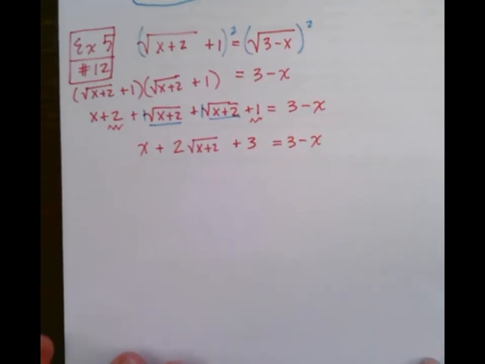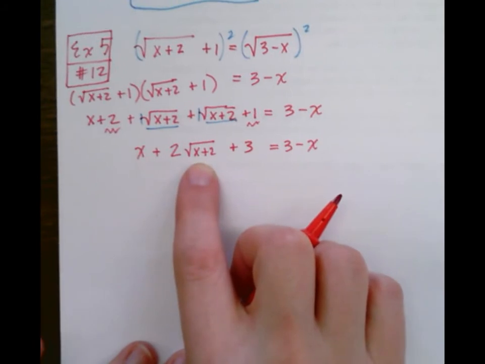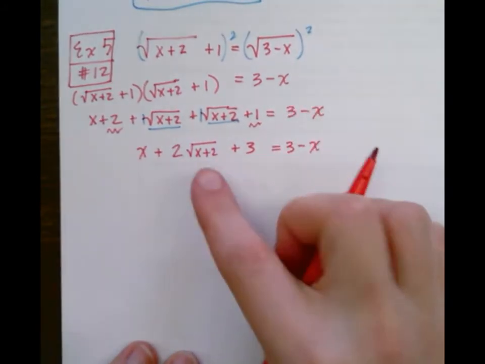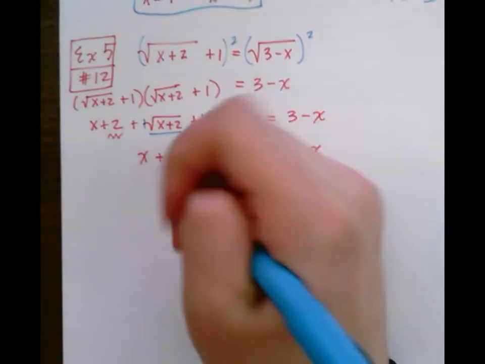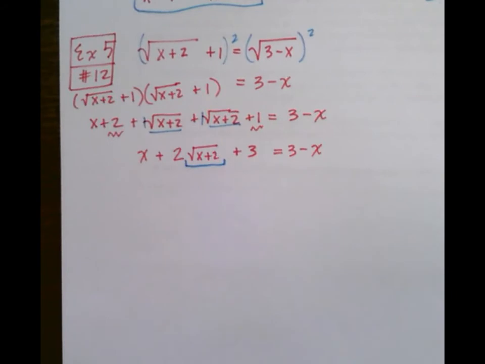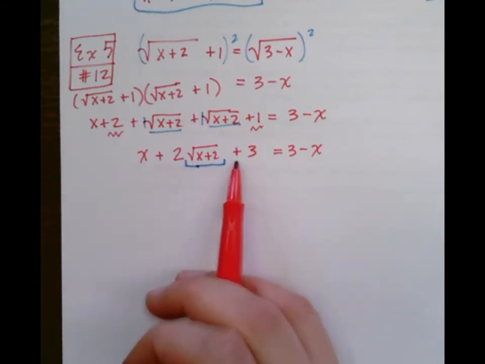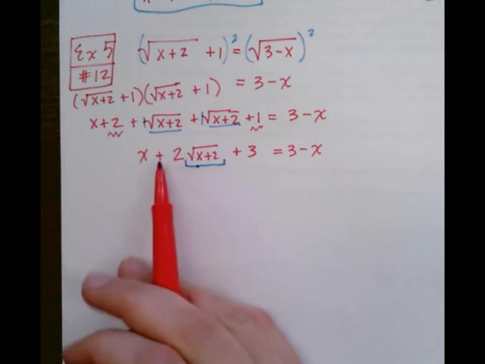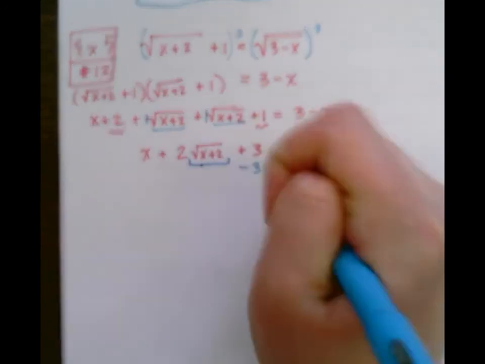Okay, so from here I still end up with a radical, but I'm closer to my answer because I started with 2 radicals, now I only have 1. So the next thing we're going to do is get this radical x plus 2 by itself on one side, and then we'll be able to cancel it out using squares again. So if I'm trying to get this by itself, I'm going to have to subtract the 3, subtract the x, and then divide out by that 2. So I'm going to do the subtraction first.